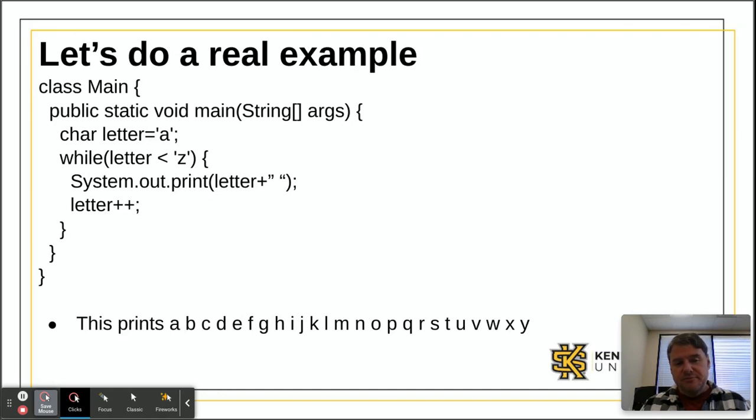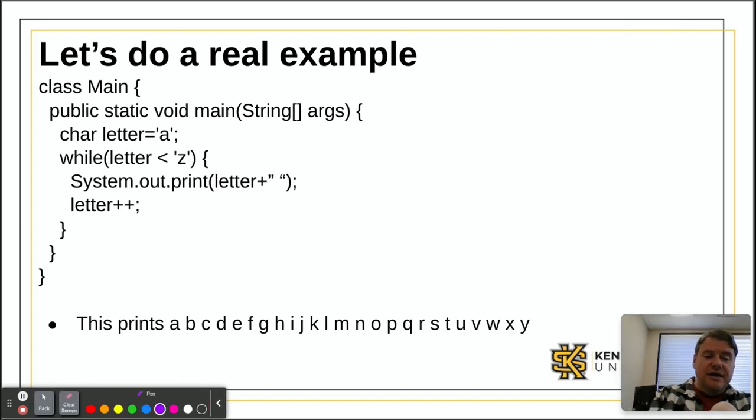So here's some actual Java code, class main, public static void main. And then we start off and we are going to declare a character called letter, and we're going to set it equal to A. And then we have a while loop that says while letter is less than Z, which A is less than Z, it understands the order of the letters. So A is less than Z.